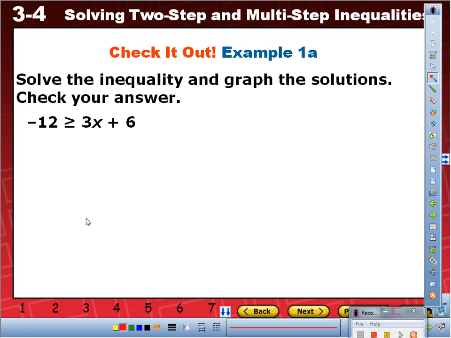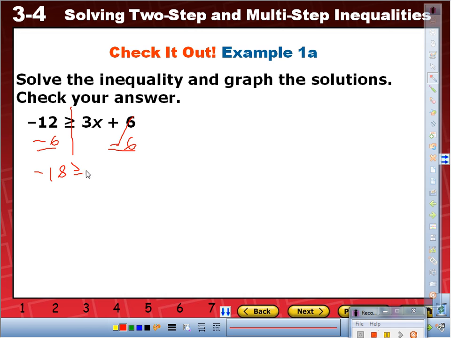Okay, let's see what we got. Line down the inequality symbol. I cannot simplify this side or this side, therefore I need to start leaving the variable by itself. What can I get rid of? The plus 6, so I subtract 6 from this side. I'm left with negative 18 greater than or equal to 3x. Hands if you got that step. Okay? From there, the last step, divide by 3. We're left with negative 6 greater than or equal to x.